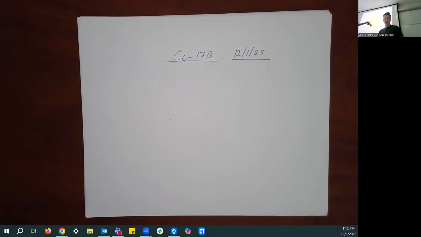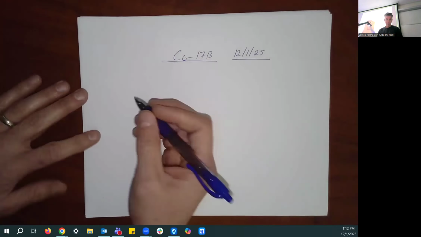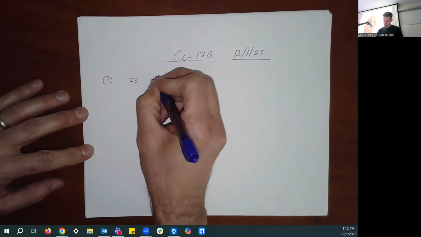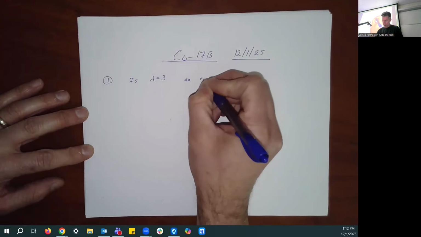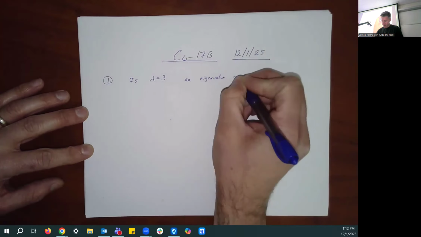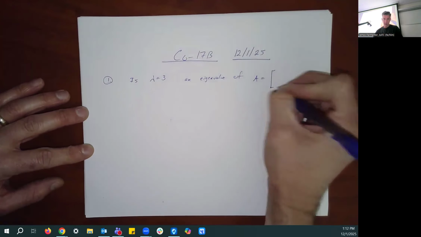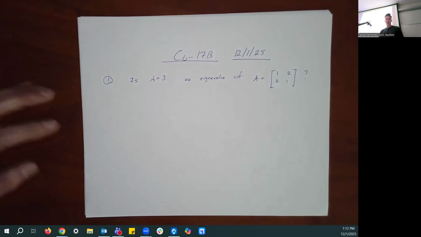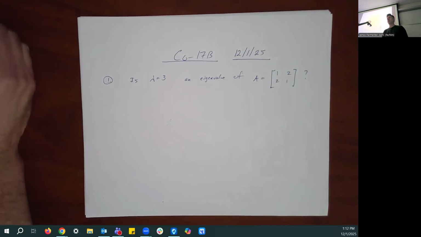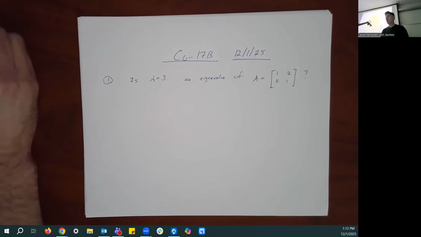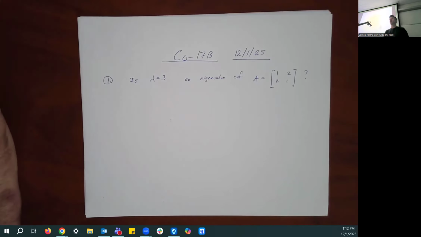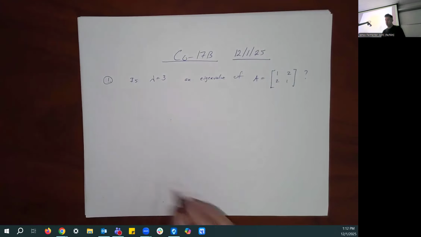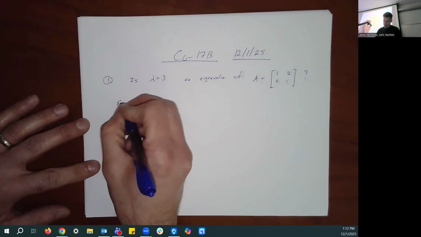So let's talk about some questions you could see. For example, let's say someone asked you this: is lambda equal to 3 an eigenvalue of this matrix, 1, 2, 2, 1? So the question isn't how do we answer this question. The question is, what's the fastest way to answer this question? Because you could certainly try to answer this question by finding the eigenvalues of the matrix, but that's not the fastest way to do this question. So here's how you should solve this.